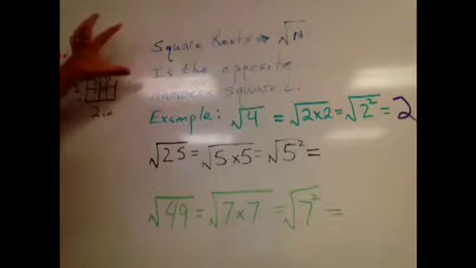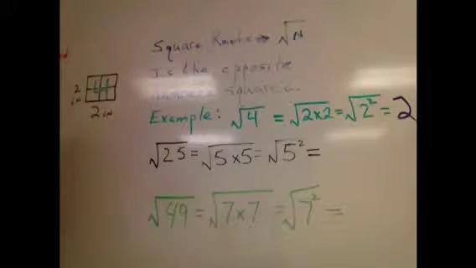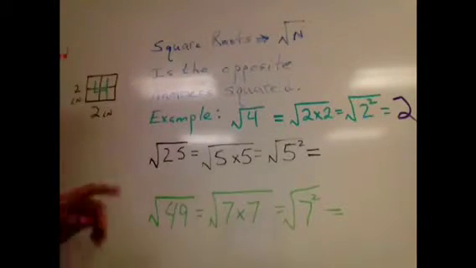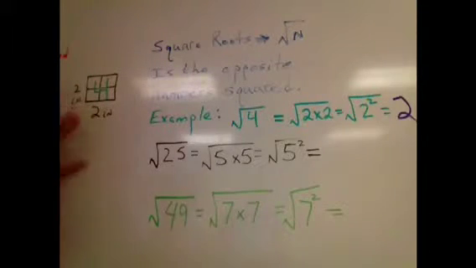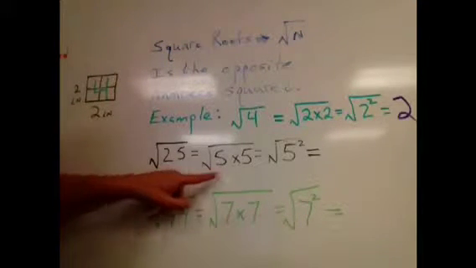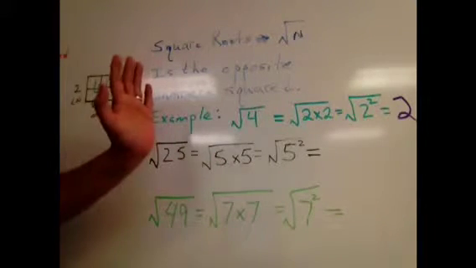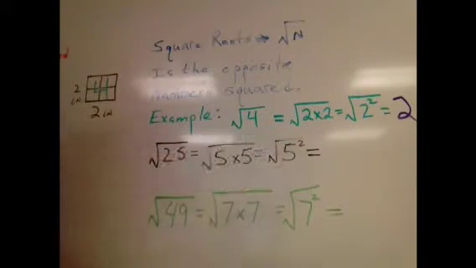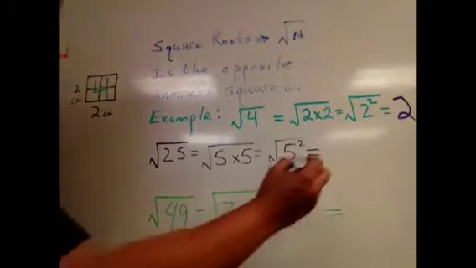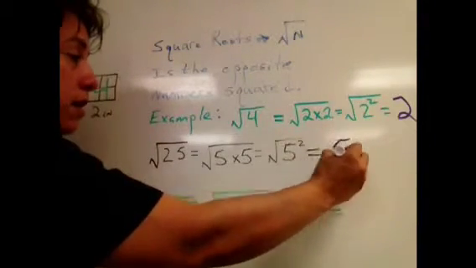What if we had 25 squares in a square, right? 25 little squares inside a bigger square. Then that would be the same thing as saying 5 times 5. 5 on one side, 5 on the other side. 5 squared. So that means each side would equal 5.